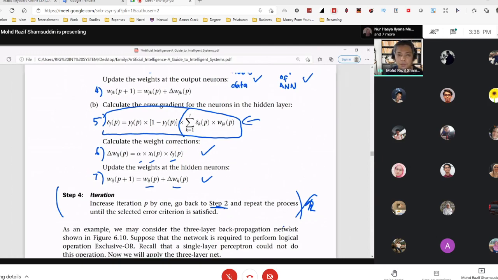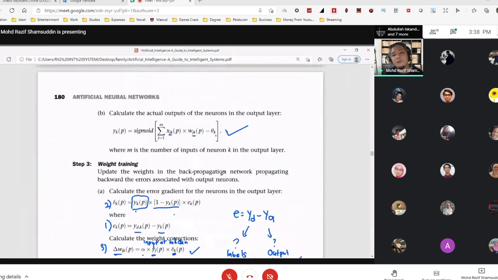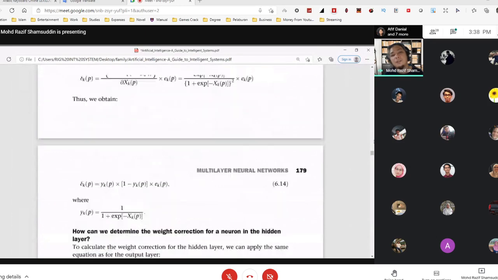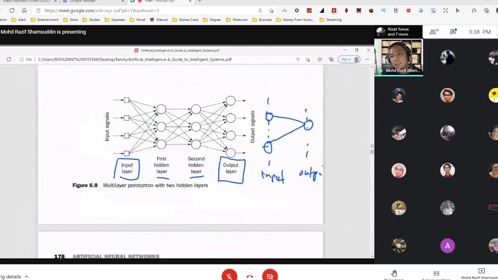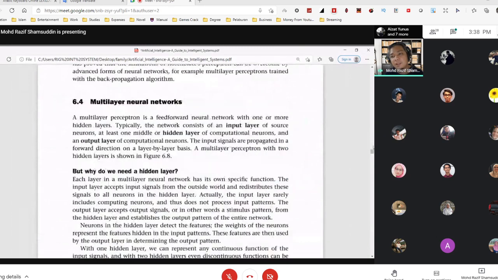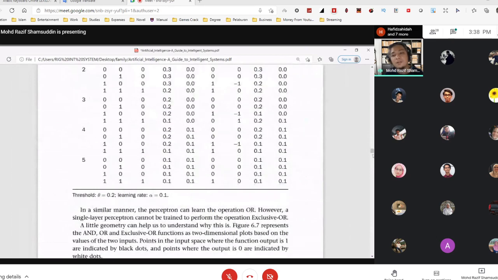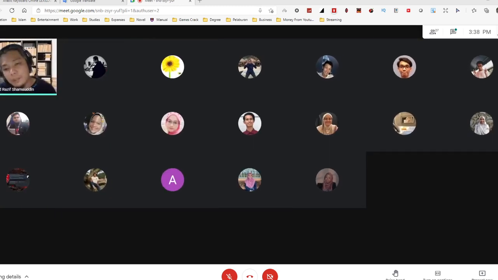Supposedly all the processes and steps in the algorithm that we have just learned should be able to learn the XOR function. The aim of creating the backpropagation algorithm is of course to solve the non-linearly separable function. We want to solve this problem. Okay, let me share my screen.